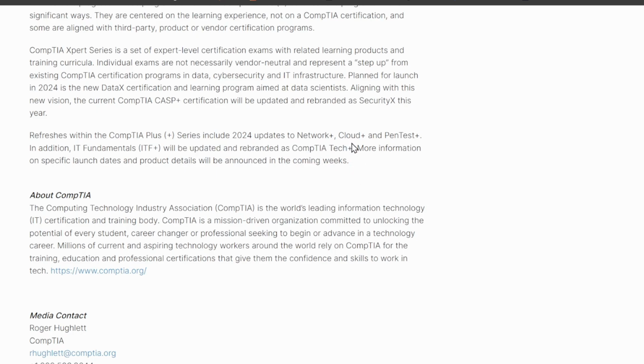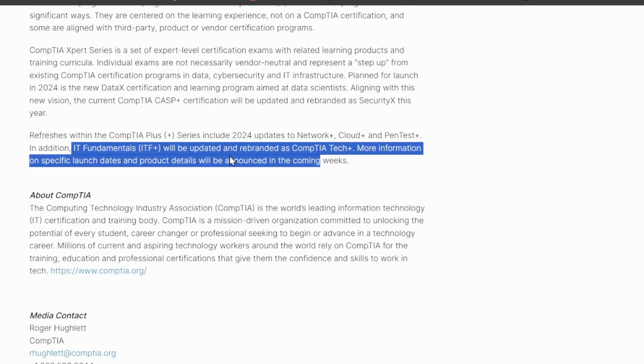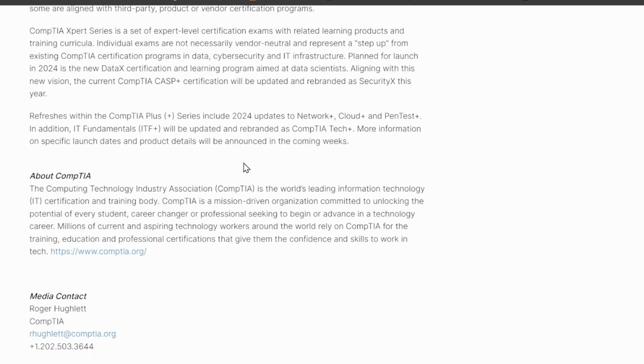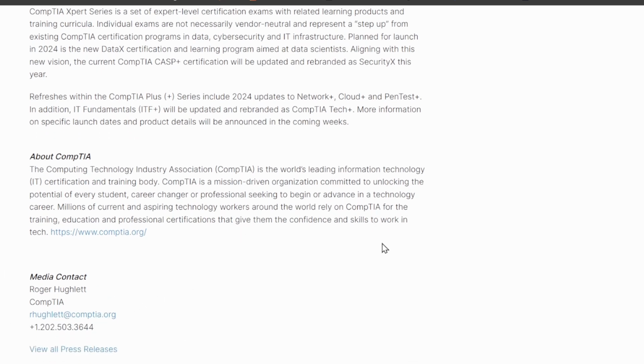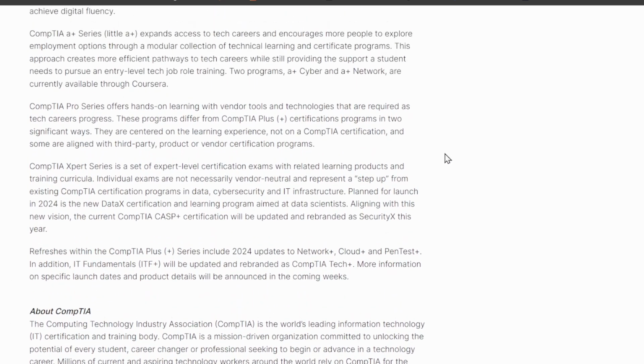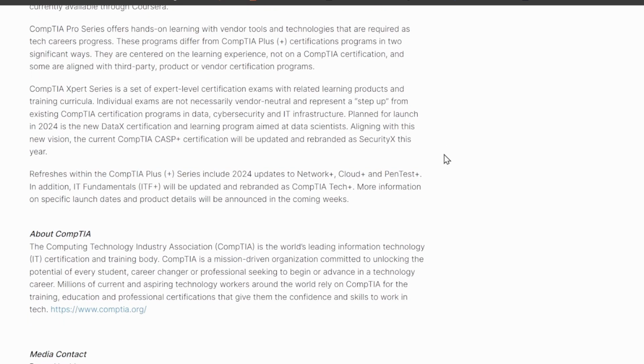More information on specific launch dates and products will be announced in the coming weeks. I contacted someone else at CompTIA to see if I can get some more information on the exact release dates. I'm sure they won't tell me, but I'm at least trying.